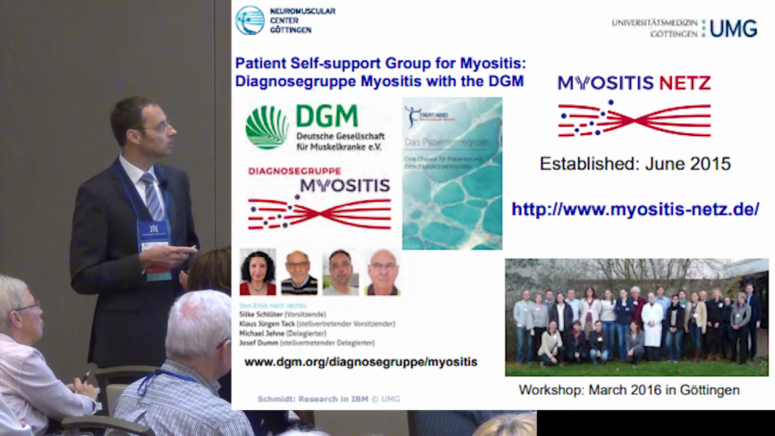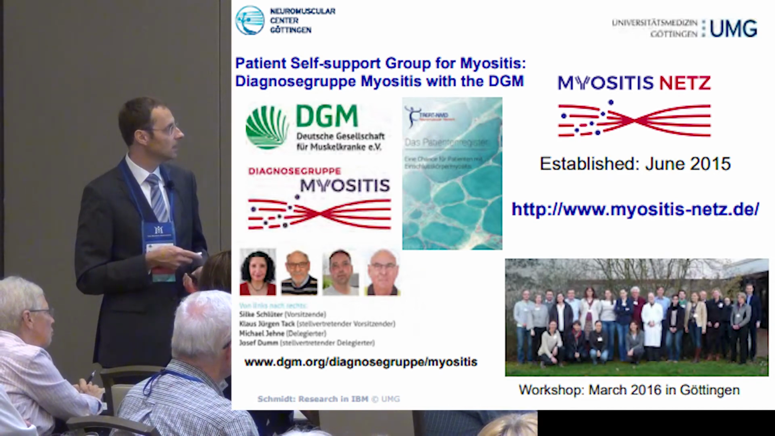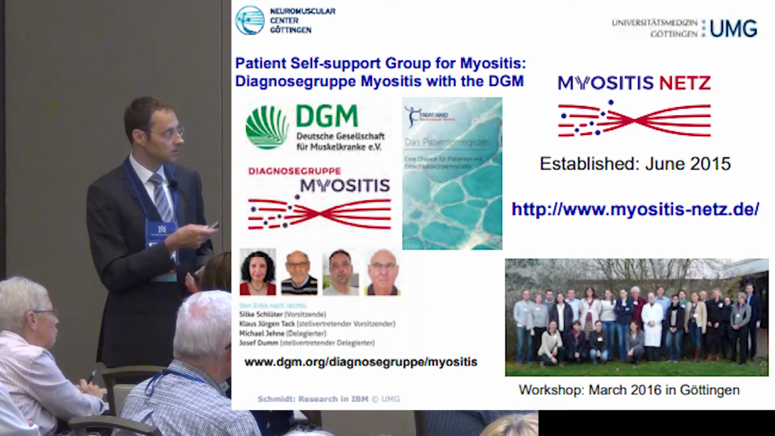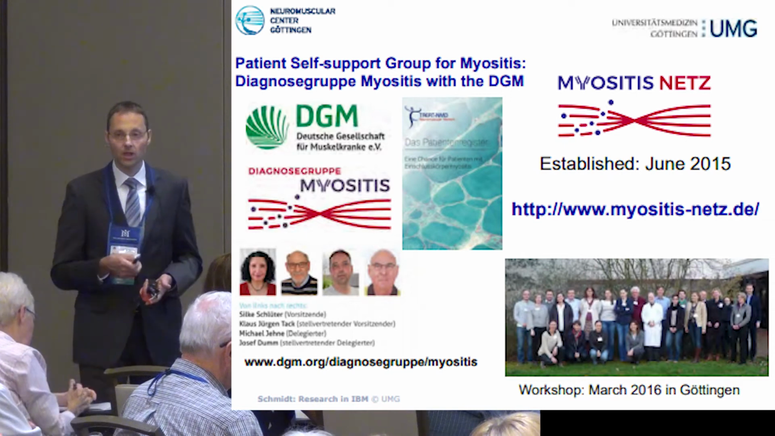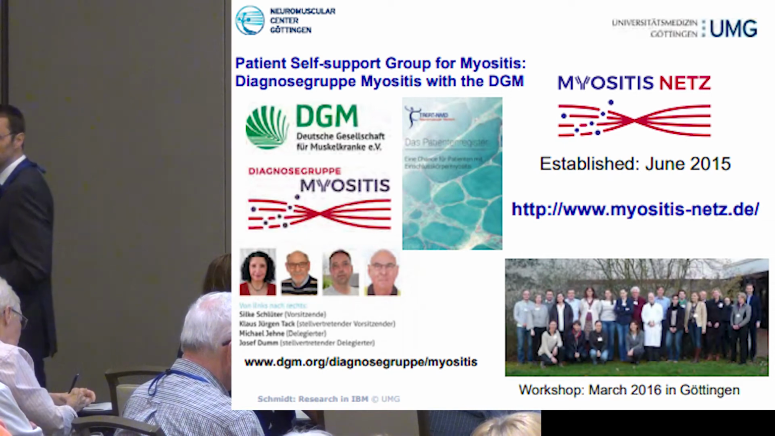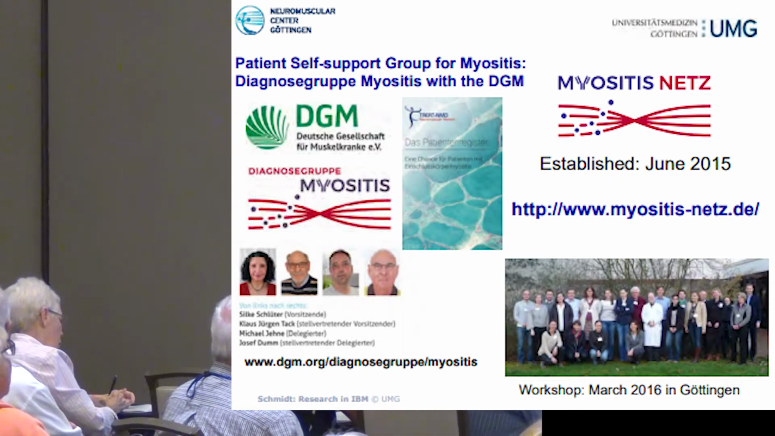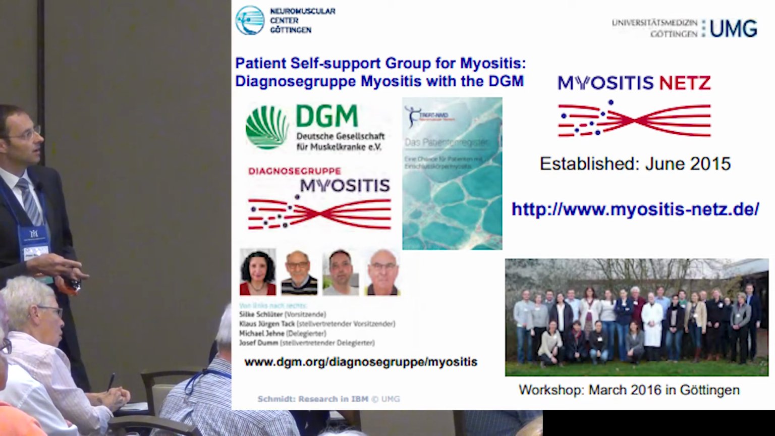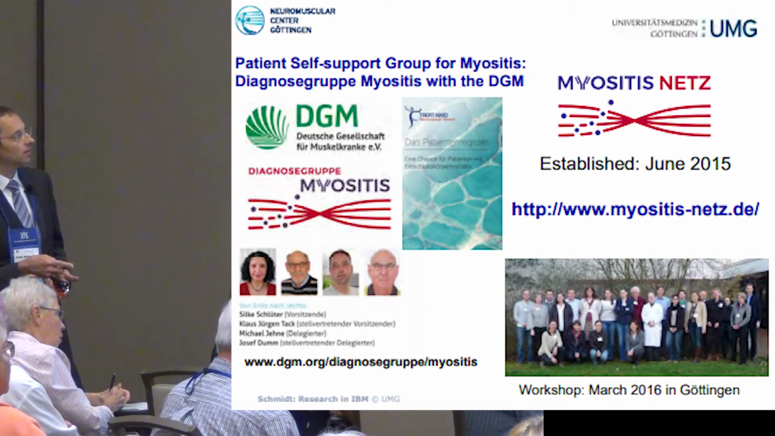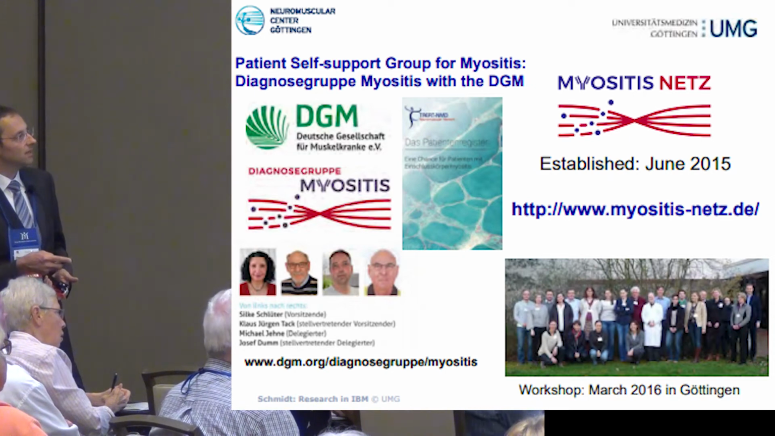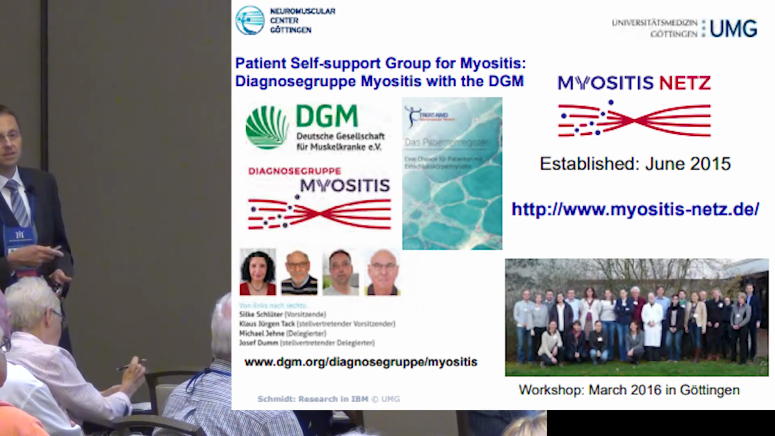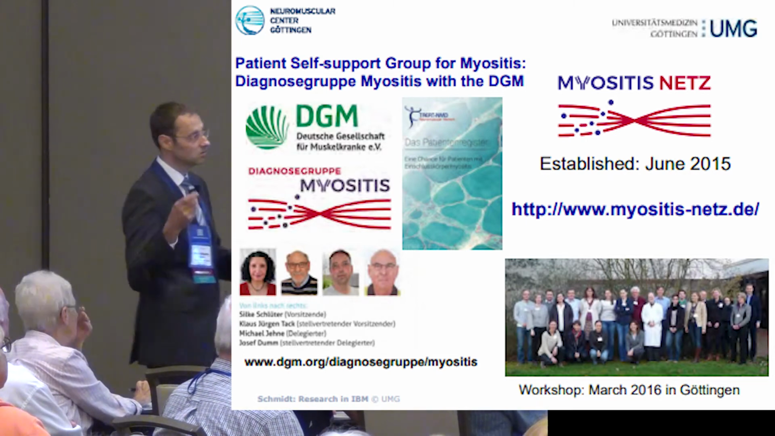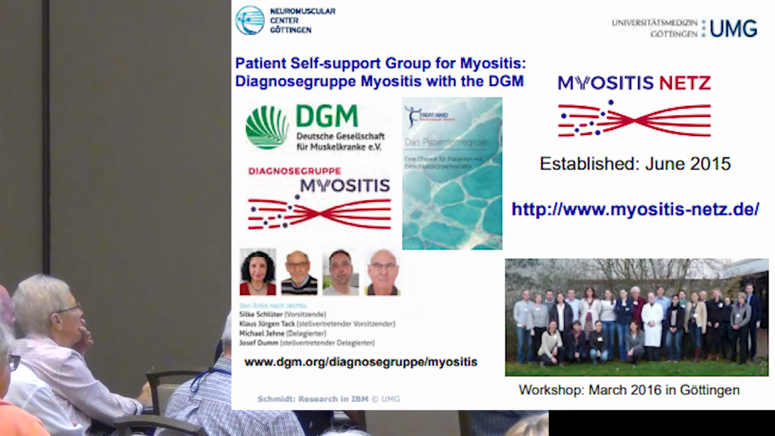The head is Schmidt, and there is a website. If you Google for myositis, you will find the myositis nets. So these are researchers, rheumatologists, dermatologists, and neurologists. And this is easy to find, myositis nets.de. So this is here in Göttingen where I'm based. And the patients, they have one part of the page. It's all in German, but whoever is interested.